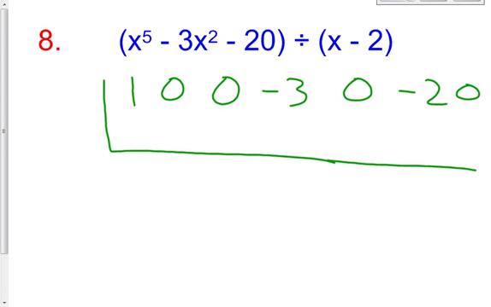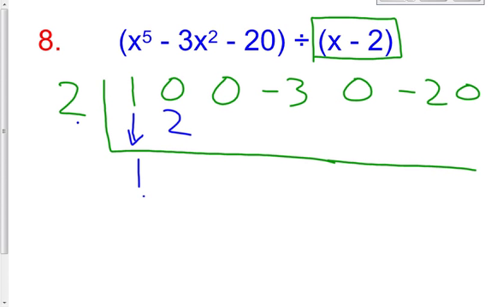So now we have this x minus 2 as our divisor. We're going to take the opposite of that and put the positive 2 out here. So now this one, hopefully you're really going to get comfortable with this pattern of multiplying, adding, multiplying, adding, multiplying, adding as you go to the left. Let's bring down our 1. 1 multiplied by 2 is 2. And now we add. 0 plus 2 is 2. And now we multiply again. 2 times 2 is 4. And now we add. 0 plus 4 is 4. Multiply 2 times 4 is 8.